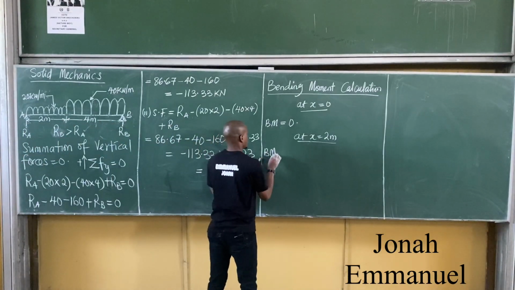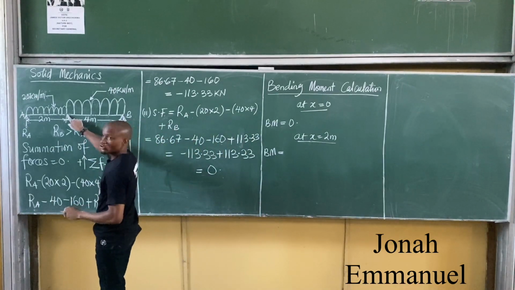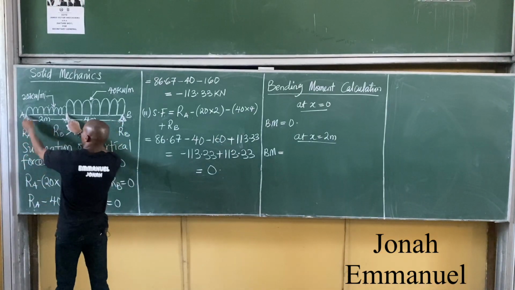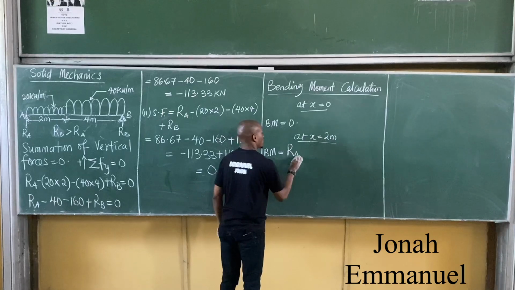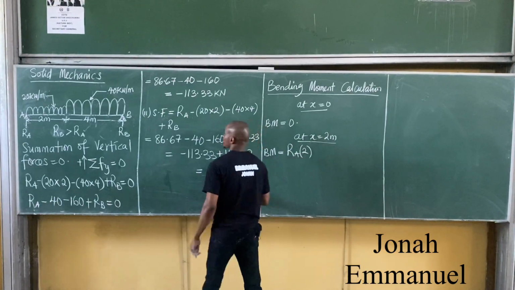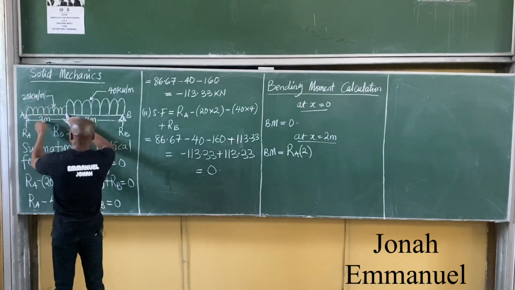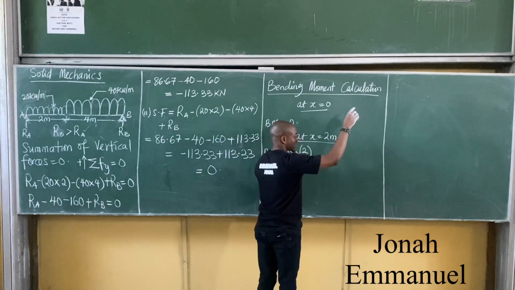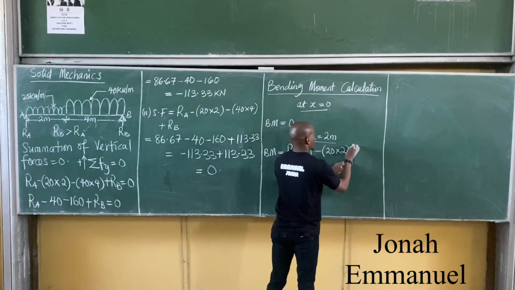Bending moment is equal to, at 2 meters, here's your point. So look at this place. This one times distance, that's RA times 2. Next, convert this to point load, 20 times 2. That becomes anti-clockwise, minus 20 times 2. Then what again there?